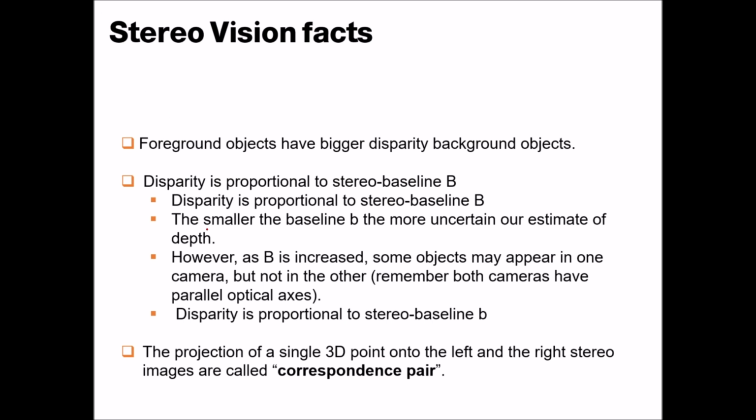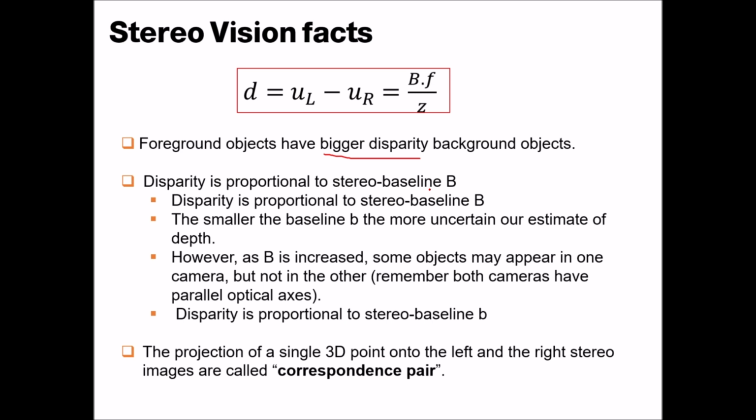Also here, some more information, just continuing about the stereo vision. All foreground objects have bigger disparity, the same idea also, comparing to the background objects. Disparity is proportional to the stereo baseline. So more baseline, more distance gives more disparity also. So disparity is proportional to the stereo baseline B.